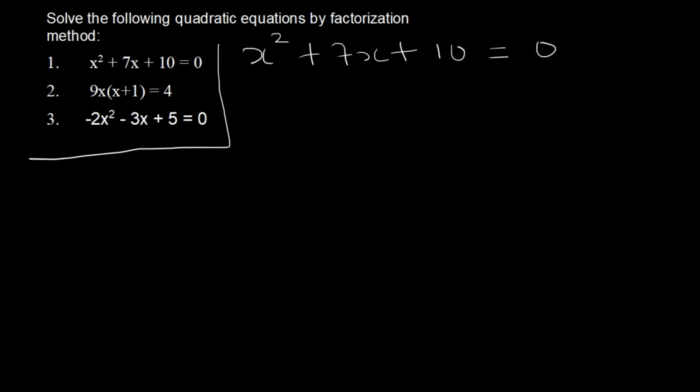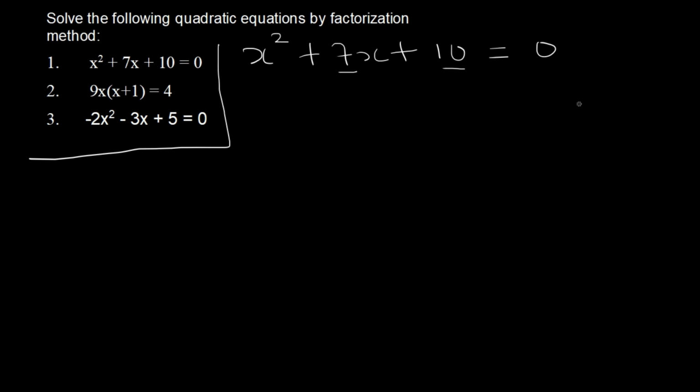Alright, we have x squared plus 7x plus 10 is equal to 0. The coefficient of x squared here is 1. Whenever there is no number attached to x squared, it means that automatically there is 1 there. So in this case, 10 becomes our product and 7 our sum.